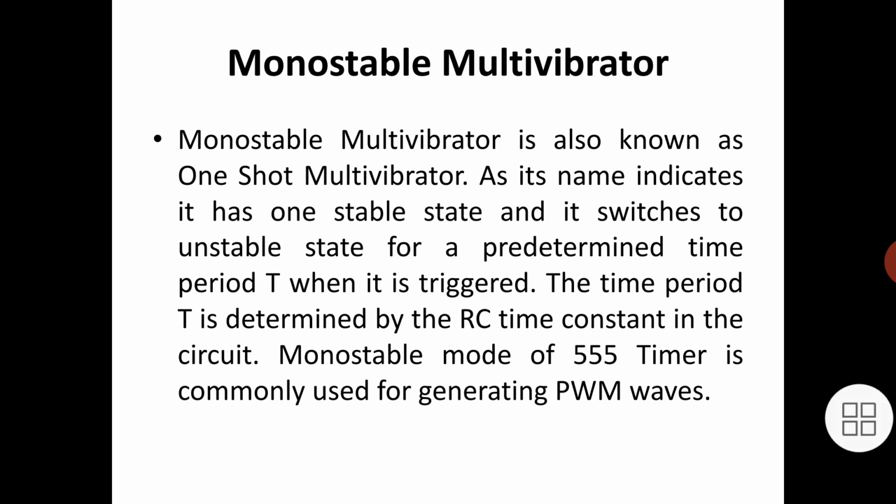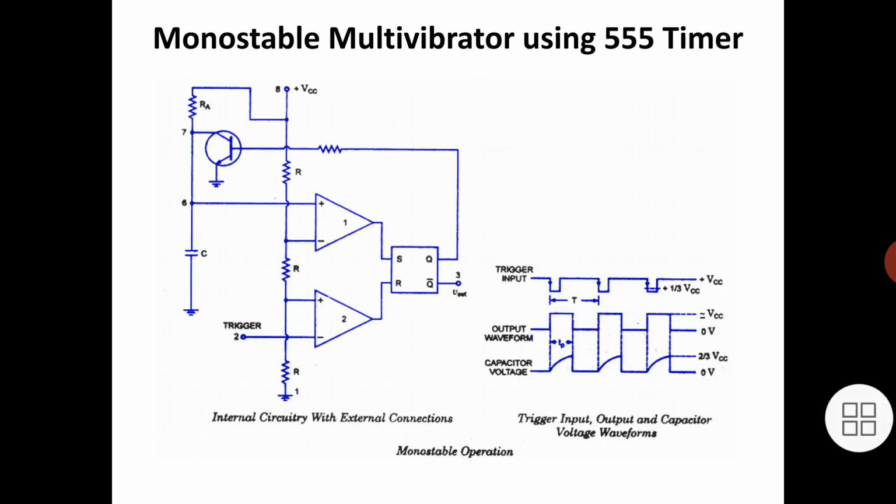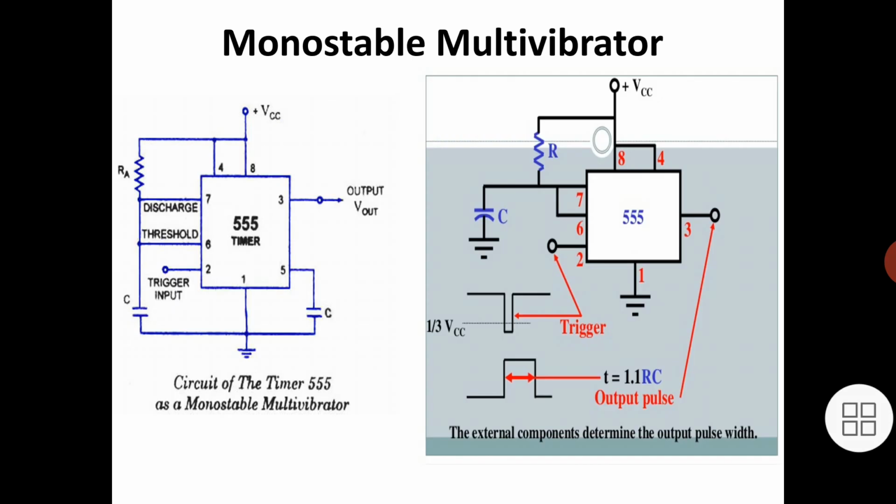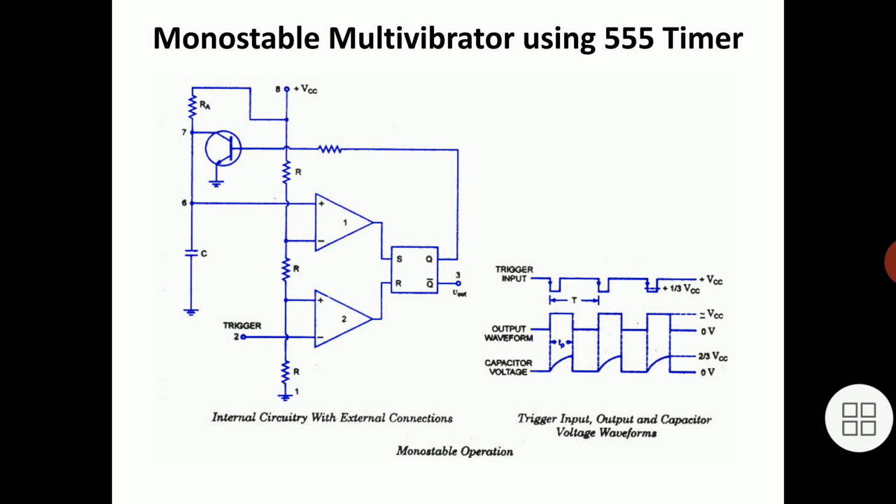The functional block diagram is shown here, and this is the timing sequence of monostable multivibrator. And this is the pin diagram or connection diagram using 555 timer circuit. We can see the working of monostable 555 timer IC.